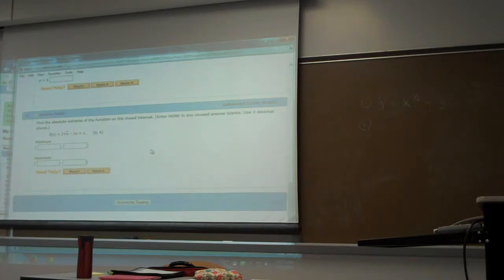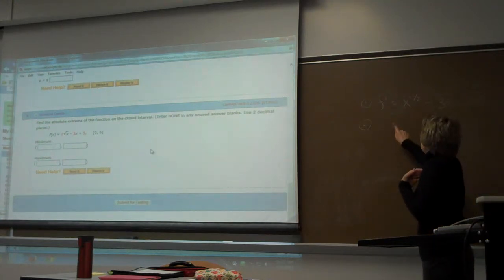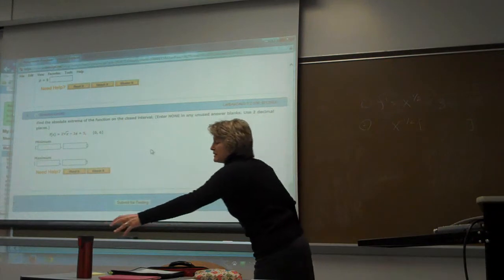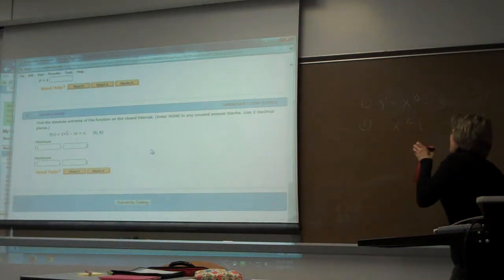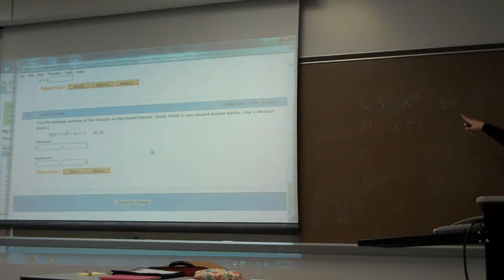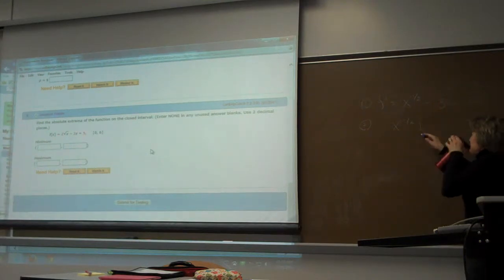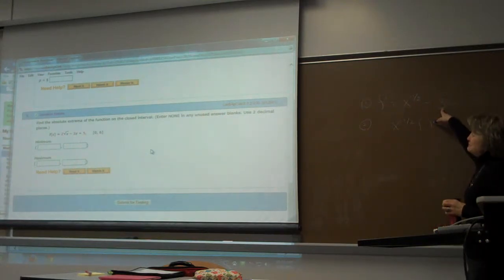And then to find the critical values, there's 2 ways to do it, but the way that I'm recommending is factor out x to the negative 1/2 and be left with what? What are you left with if you take x to the negative 1/2 out of this term? 1. And out of this term? 3.